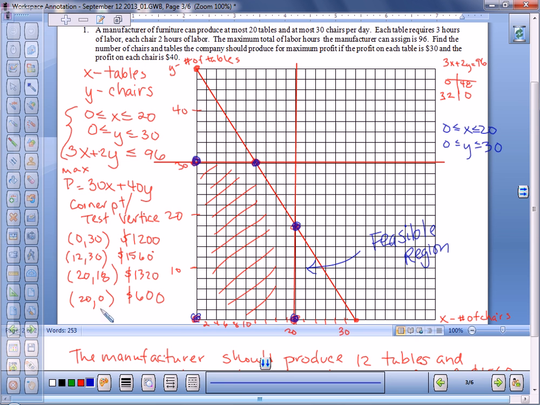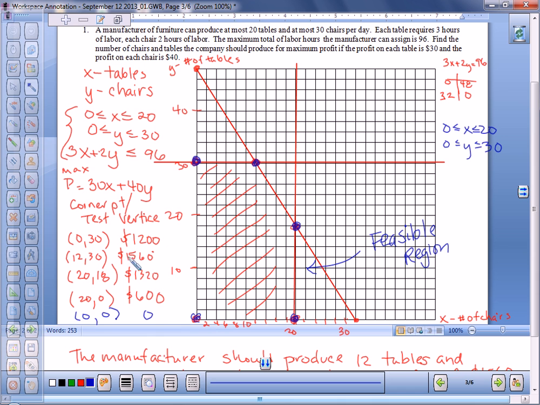Looks like I'm missing one. Oh, I didn't write (0, 0), did I? Wait, I have a question. Is there any need to write (0, 0)? No, because I'm trying to make a profit on this problem, and producing nothing gives me nothing. So really, didn't even need it.